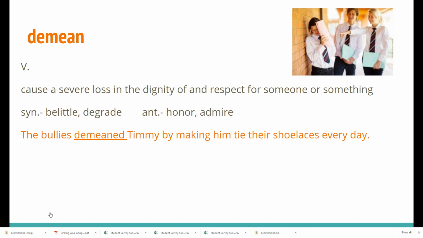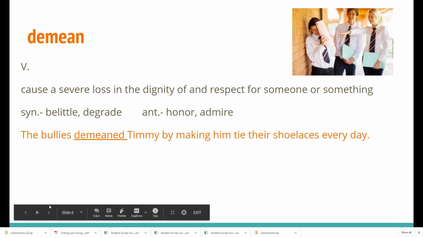Demean. Demean is a verb that means to cause a severe loss of the dignity or respect of someone or something. So if you say a really mean thing to someone, you're demeaning them. Okay, you're belittling or degrading them. The synonyms: belittle or degrade. Antonyms: honor or admire. So let's take a look at the sample sentence. The bullies demeaned Timmy by making him tie their shoelaces every day. So when you're essentially being very disrespectful or taking away someone's dignity, you are demeaning them. So the teacher demeaned the student when she told him that he was lazy and didn't do his homework. Demean.